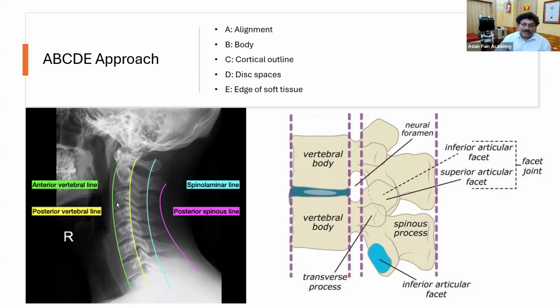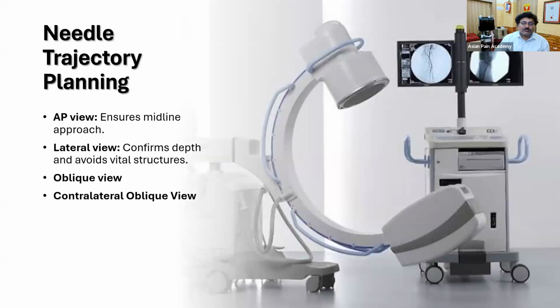Then we look at the vertebral body. We look at the cortical outline. We look at the disc spaces, their equality and height. Sometimes one disc space is reduced in height. We also try to look at the edges of the soft tissue, by which we determine the structures.